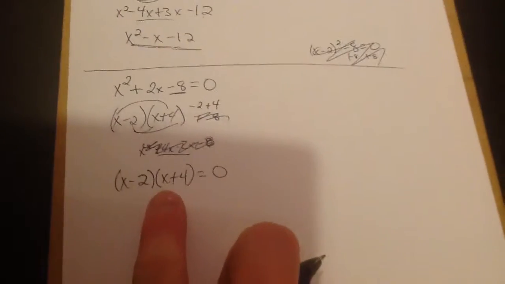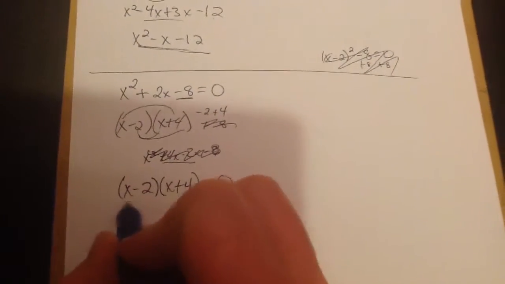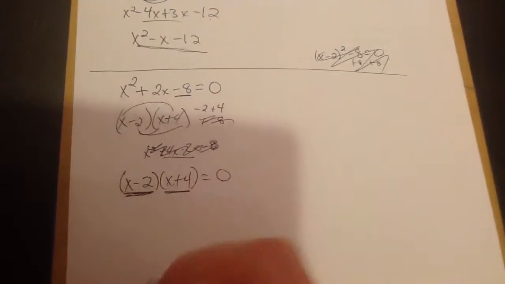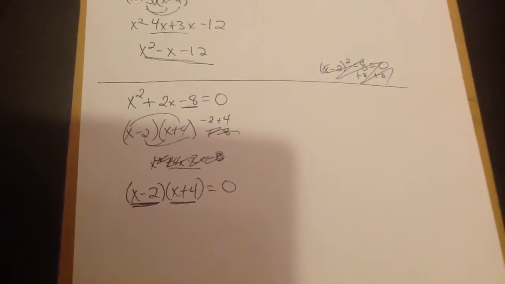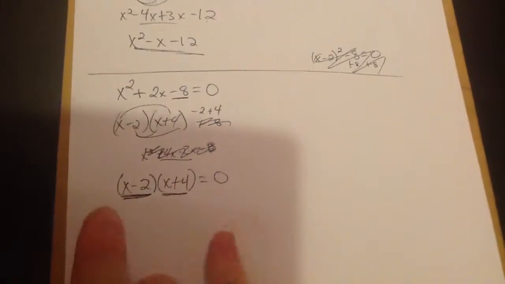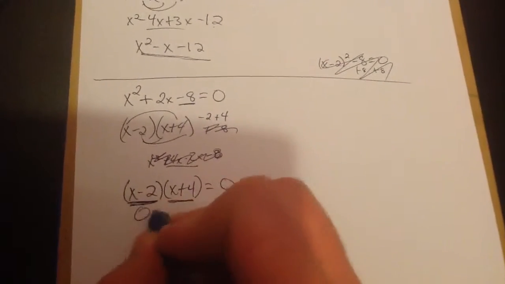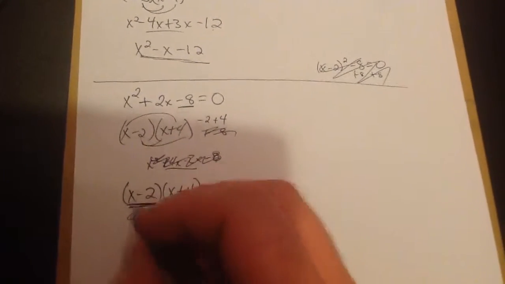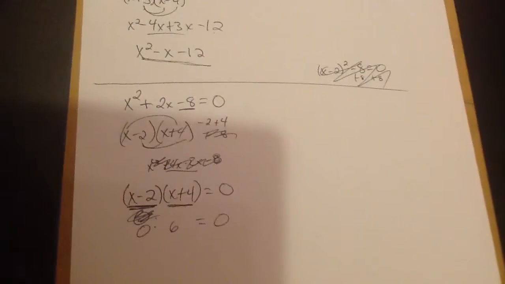To finish solving this equation, you just think, if this represents a number, and this represents a number, and I multiply two numbers together and my answer is 0, one of those two numbers has to be 0. Either one of them. If I plug in 2 for x, this would be 0, this would be 6, I get 0.